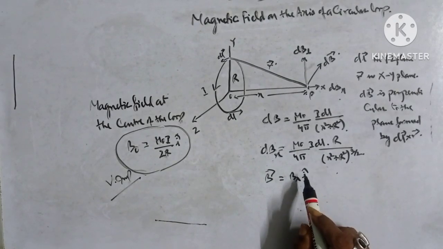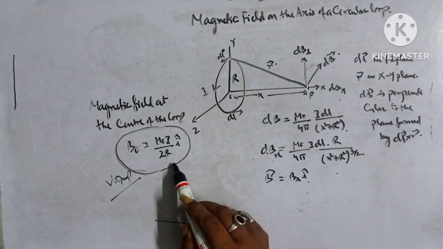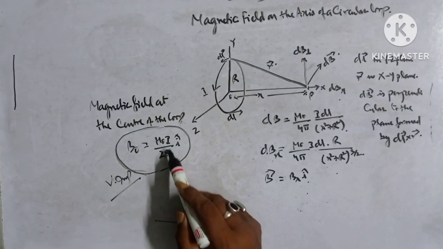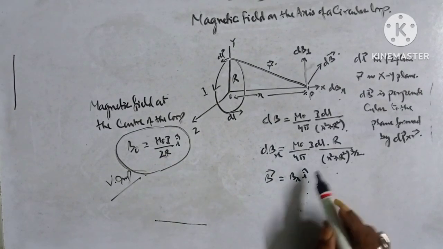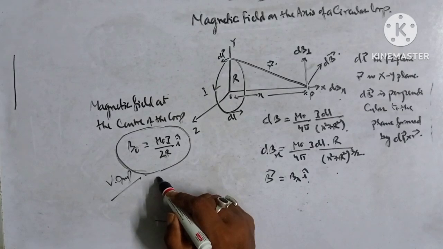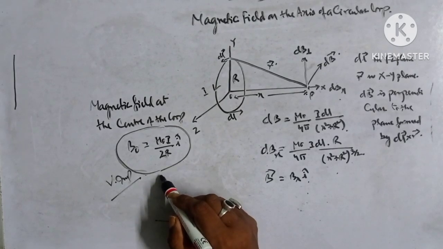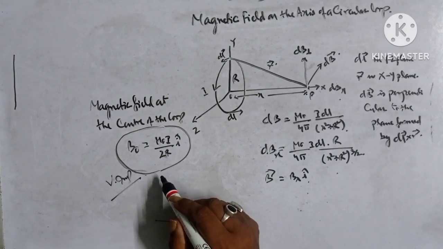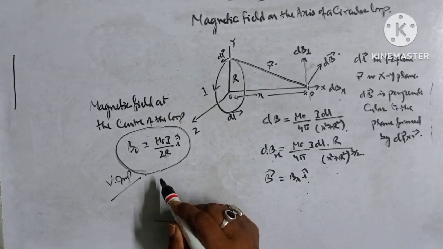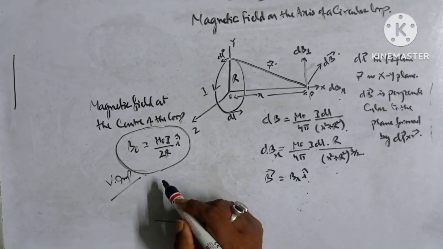Now another important point is the magnetic field at the center of the loop. It will be this much, because your x is 0. So this formula is very important, and you must remember it, because it is always used in coils, especially in coils.